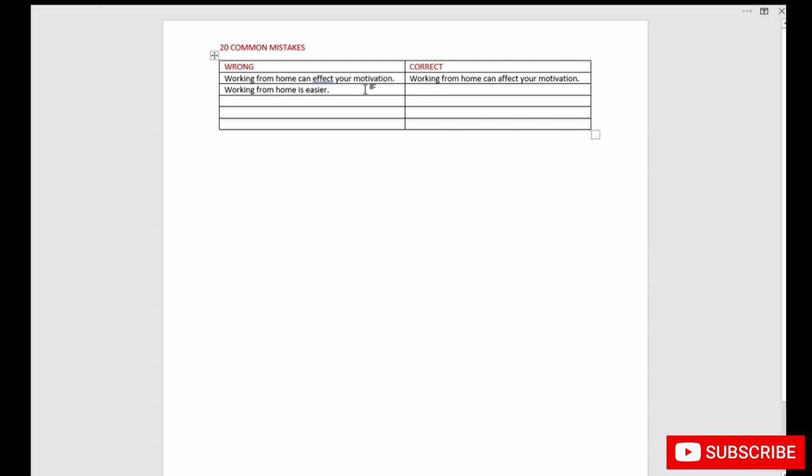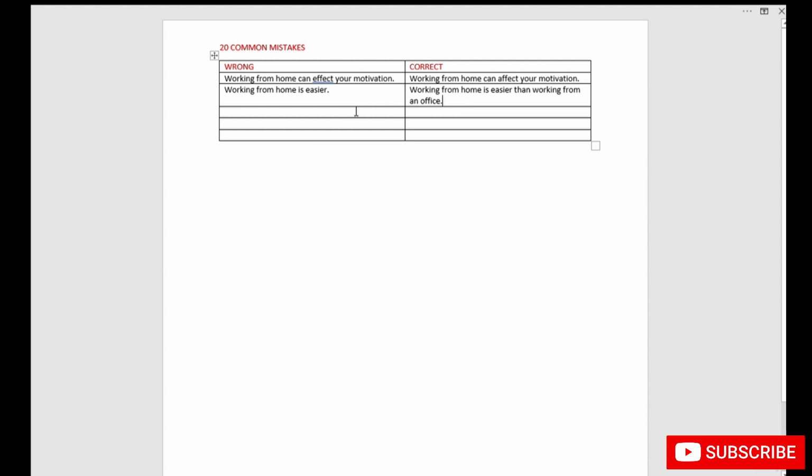Now the correct version would be, working from home is easier than working from an office. Or you can say working from home is easier than it was 10 years ago. So basically, if there is a comparative version, easier, then you should state what you are comparing it with. Otherwise, it will be wrong.